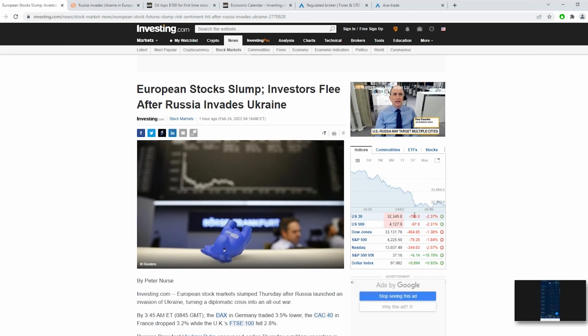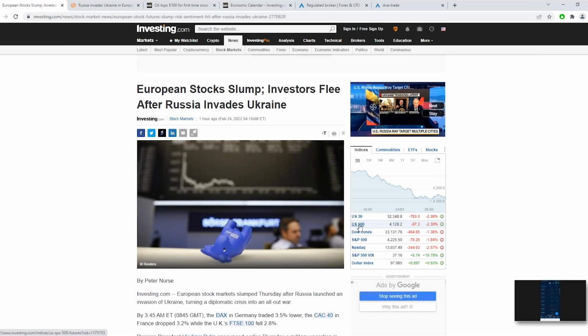We do see down here the US futures. The US futures on the US 30 and US 500 are deep in the red, almost 800 points down on the Dow Jones, the US 30, and nearly 100 points down on the S&P 500.